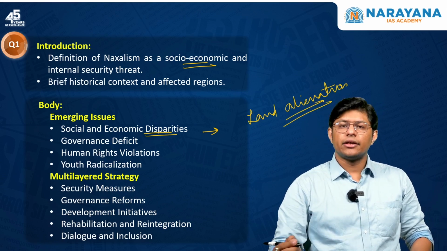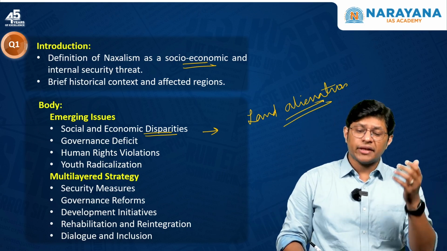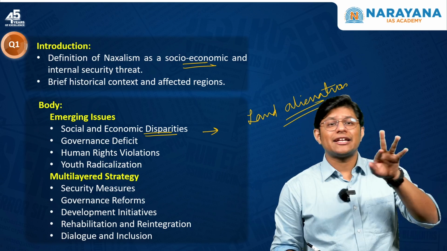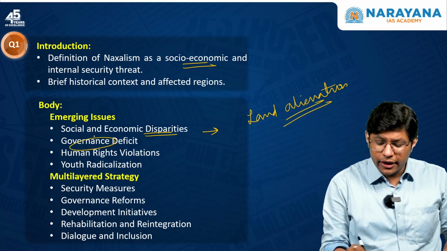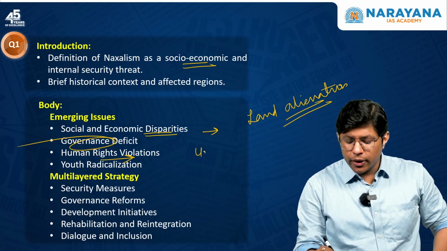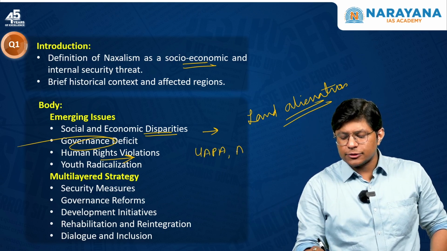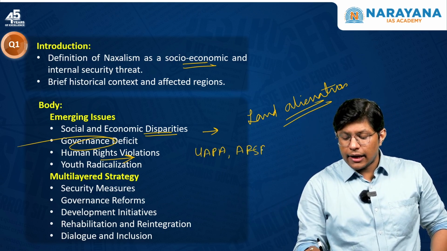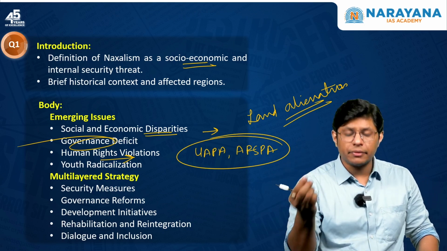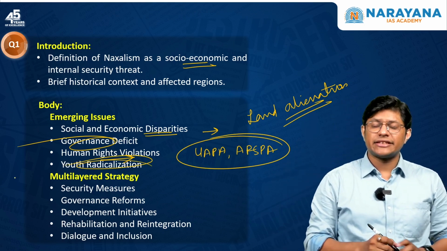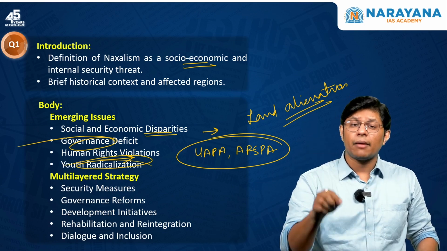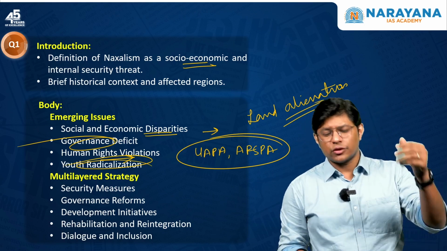Then you can also mention the land alienation, governance deficit, the Fifth Schedule. Then we have the many laws. Now, these laws are not implemented in letter and spirit, which means there is a problem with the governance, human rights violation, right? UAPA, AFSPA, like provisions are used against the poor tribal people. Then the hardcore Naxalites are actually brainwashing the poor tribal people and giving them guns to fight against the state government. So, these are some of the issues.